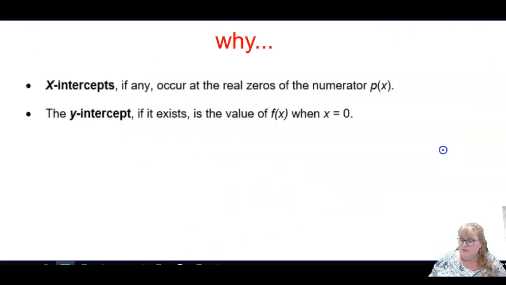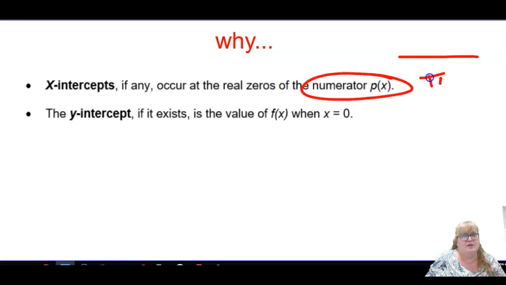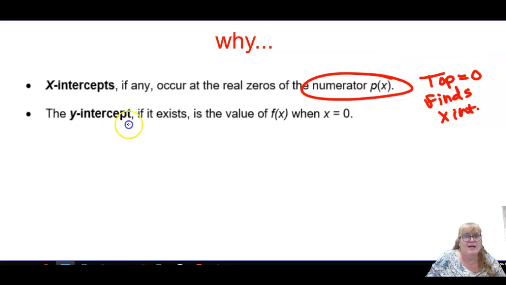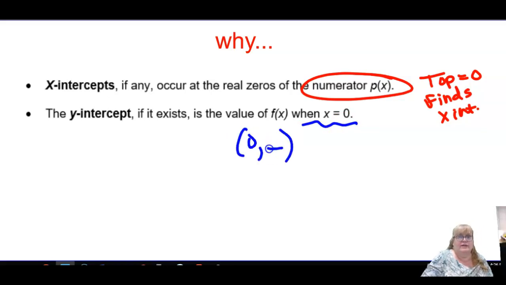All right. Now, finally, the x-intercepts, well, think about this. If you have a fraction, when is it going to equal 0? A fraction will equal 0 when the top is equal to 0. So the x-intercepts are when the top equals 0, as long as it doesn't also make the denominator 0. The y-intercept is always when x equals 0. So you just plug in 0 and you see what you get out. All right.